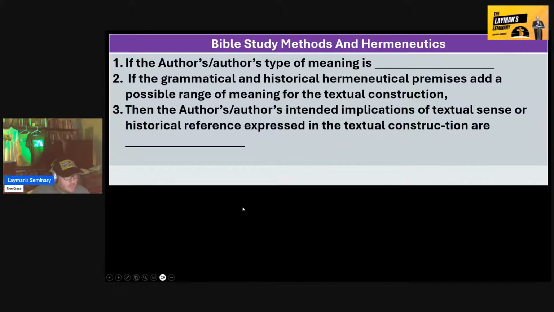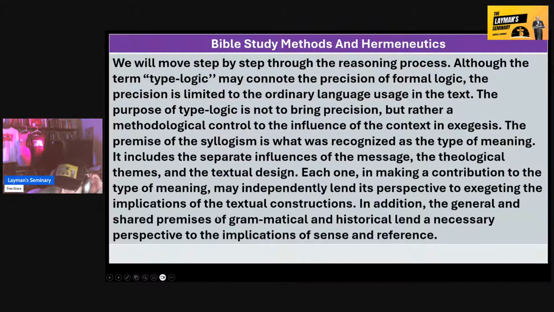So, all right, here we go, step by step, guys. We will move step by step through the reasoning process. Although the term type logic may connote the precision of formal logic, the precision is limited to the ordinary language usage in the text. The purpose of type logic is not to bring precision, but rather a methodological control to the influence of the context in exegesis.